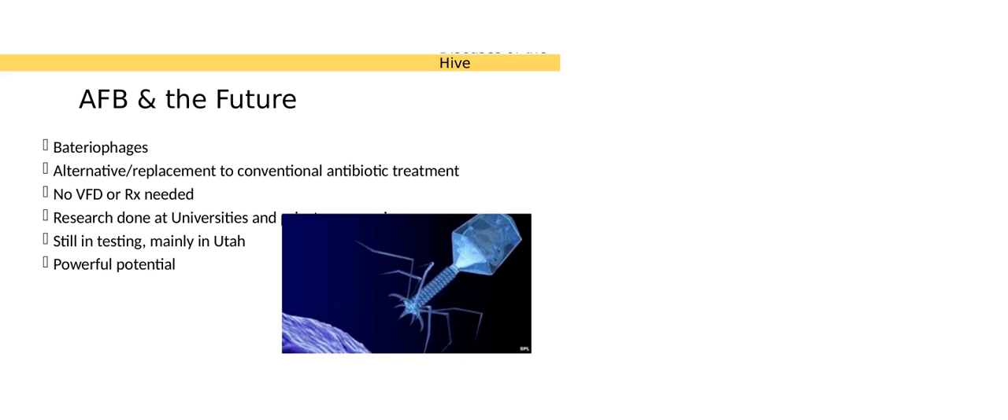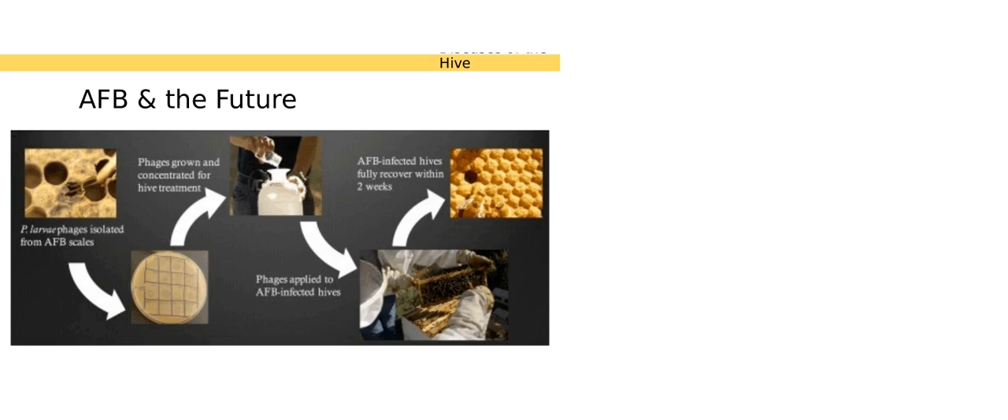It's still in testing. They've done a lot of research in Utah. It's got a really powerful potential. There's a couple of private companies and universities doing research. That's an actual picture of a bacteriophage attaching to foul brood. I don't know a lot about it, but here's kind of a graph if you're interested in how they work. You can Google it too, but Utah has shown a huge decrease in American foul brood. They were probably the second highest in the country for cases of foul brood, and they've really decreased. So it's looking good.